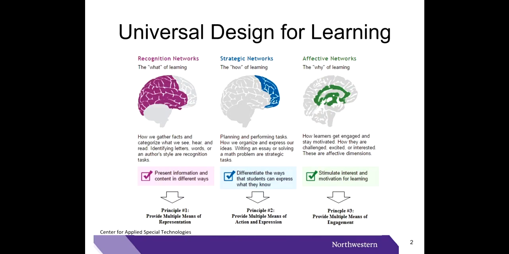Universal design for learning uses similar concepts in the classroom. It was developed by David Rose and Ann Meyer from the Center for Applied Specialized Technologies at Harvard University. UDL is based on brain research that suggests there are 3 brain networks that are used in learning: the recognition network, the strategic network, and the affective network. Everyone's networks work a little differently, so multiple approaches are needed to allow students to take in information, share what they've learned, and be engaged in the learning process.